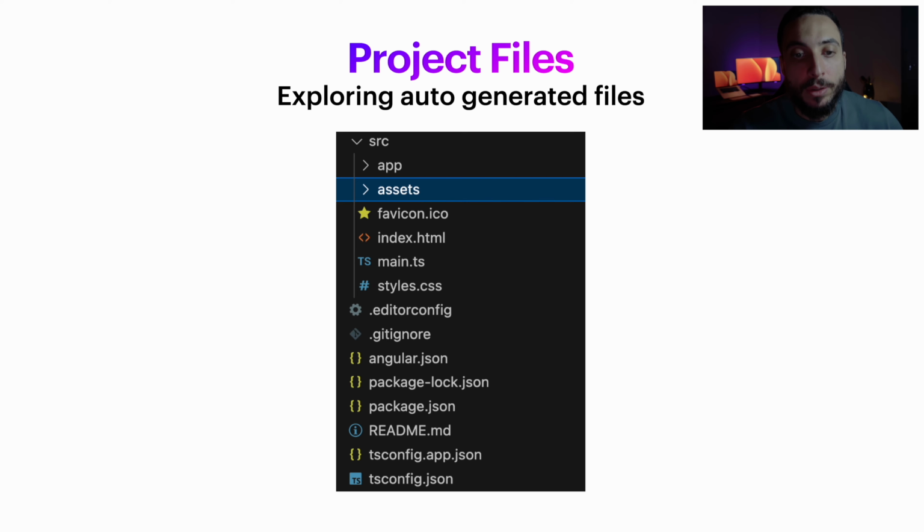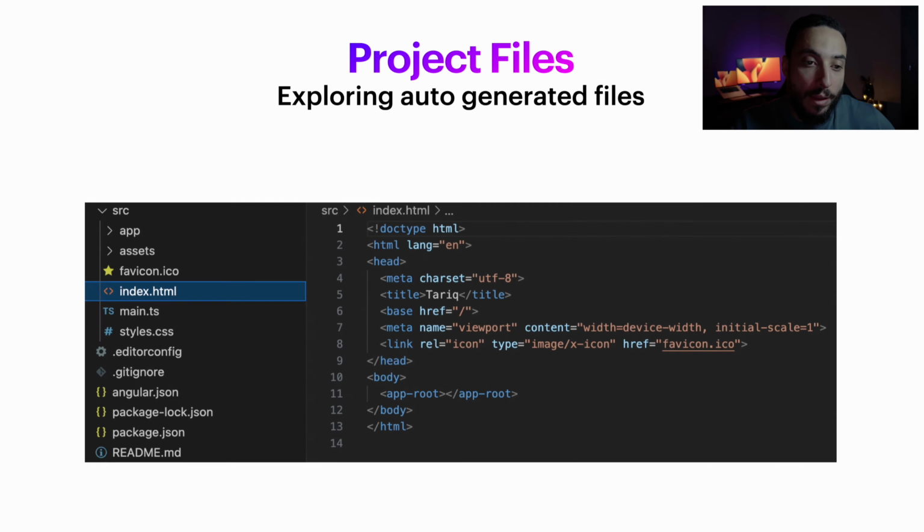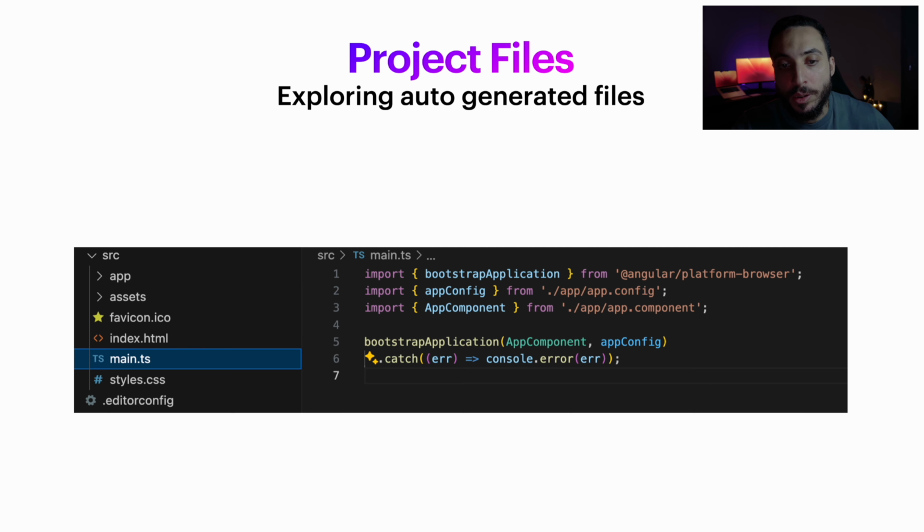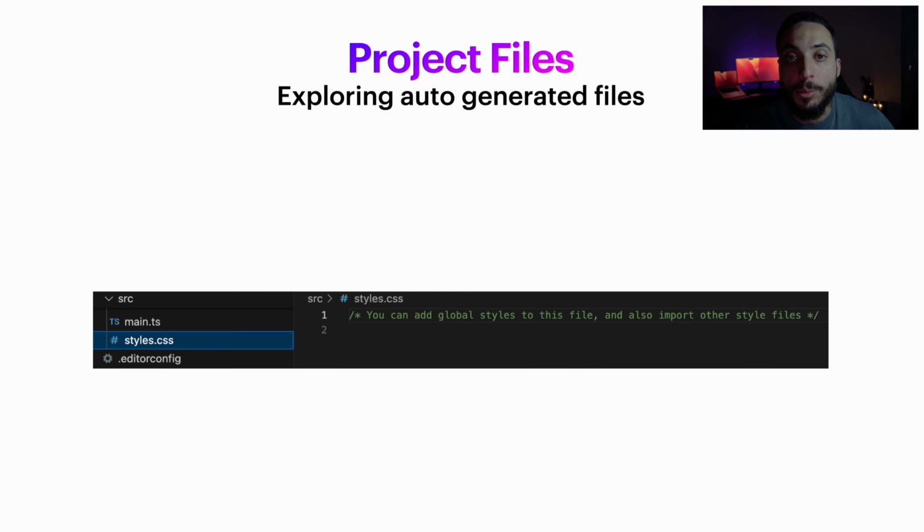Outside of the app folder, we have the assets folder that is empty by default, and that should contain your images, icons, and so on. Then we have the index.html within the source folder. We don't often touch that file. And also the main.ts that we also don't often touch. This file is the one that bootstraps your application. And we also have the styles.css that contains all your global styles.